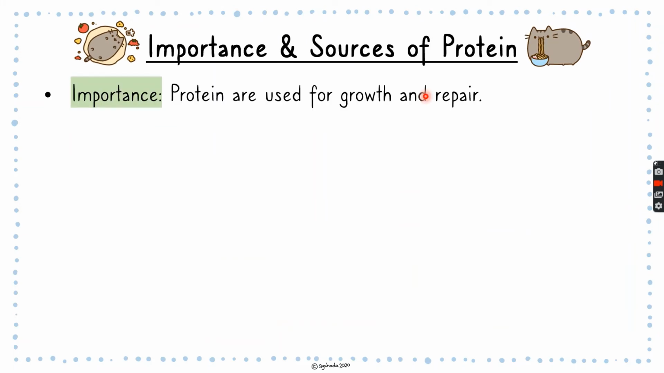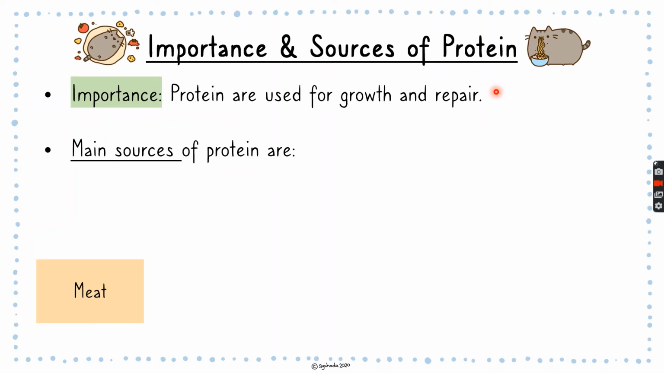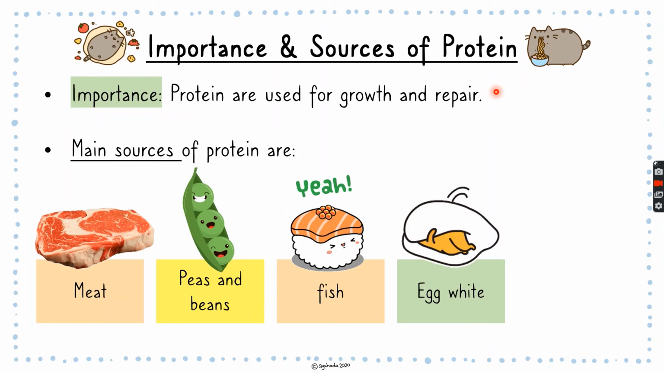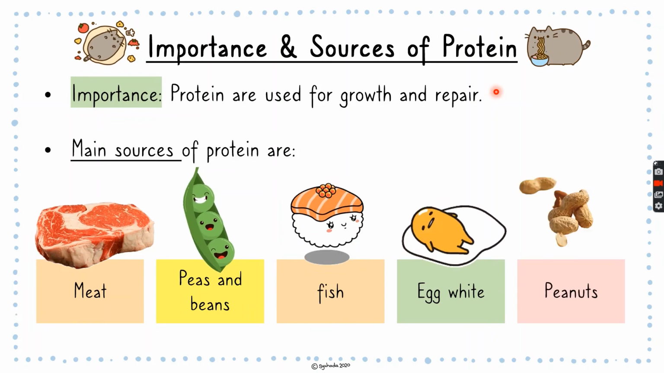Protein is used for growth and repair of your cells and tissues. The main sources of protein are meat, peas and beans, fish, egg white, and peanuts.